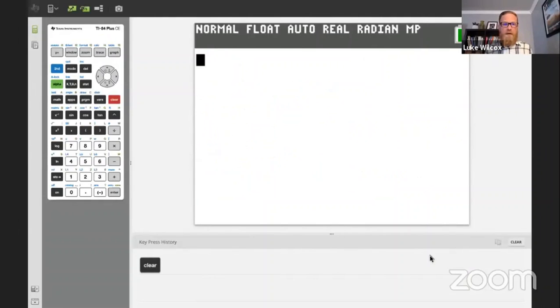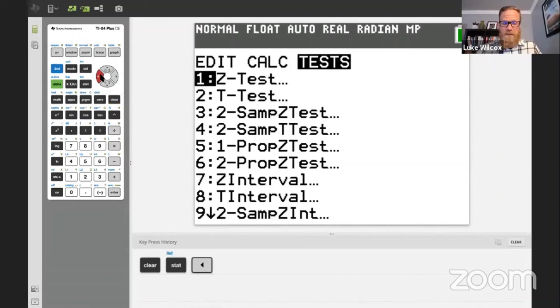Okay, so here we go. We need to go to the stats menu. So go to stat and then go over to tests. You'll notice that most of the first ones are tests, and then you get down to the intervals. And sure enough, here we want a t-interval. This number 8 here is a t-interval for a mean. That's exactly what we want, a one sample t-interval for a mean. So I'm going to hit number 8.